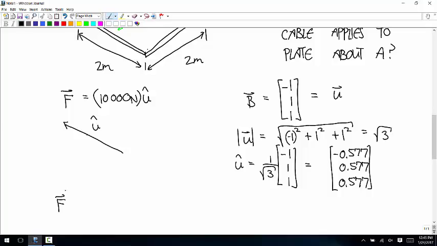So the force vector applied by that cable is 10,000 times this, which is, and actually there's a 3 at the end of these, just for a little more precision. So then you get a force of -5773, and then positive and positive.